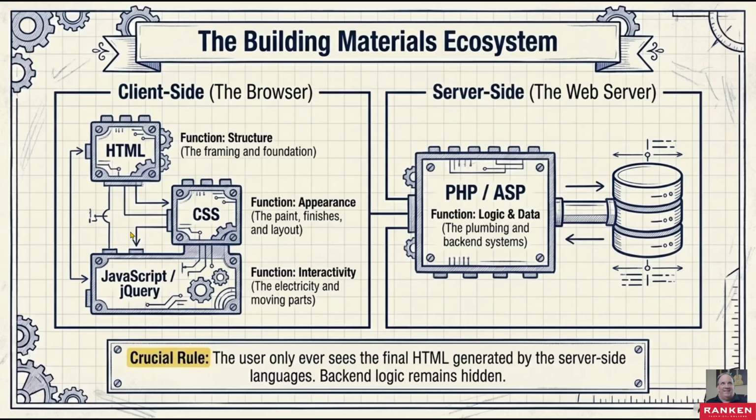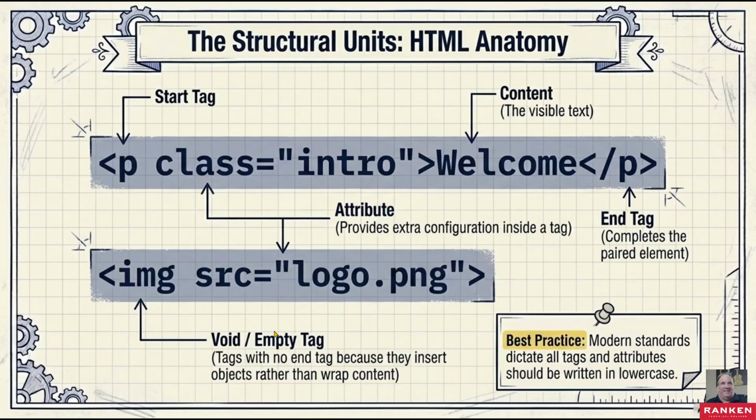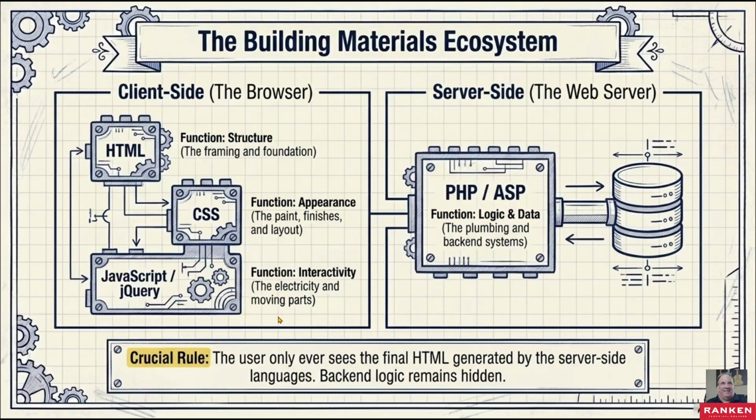This is what the user sees, right? The user doesn't really know anything about the back end. They just know they click a button, some magic happens, and something gets done, right? Sorry, let me go back here. Crucial rule: the user only ever sees the final HTML generated by the server-side languages. Back-end logic remains hidden. So there you go.